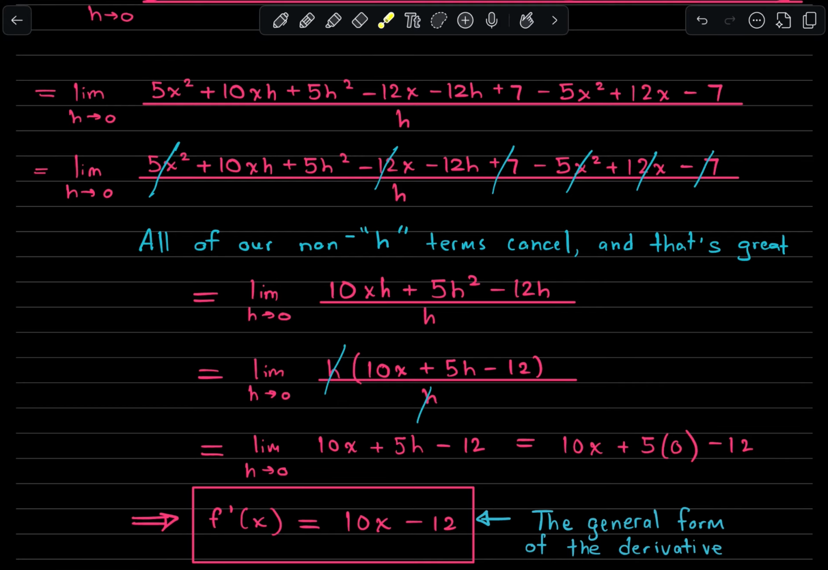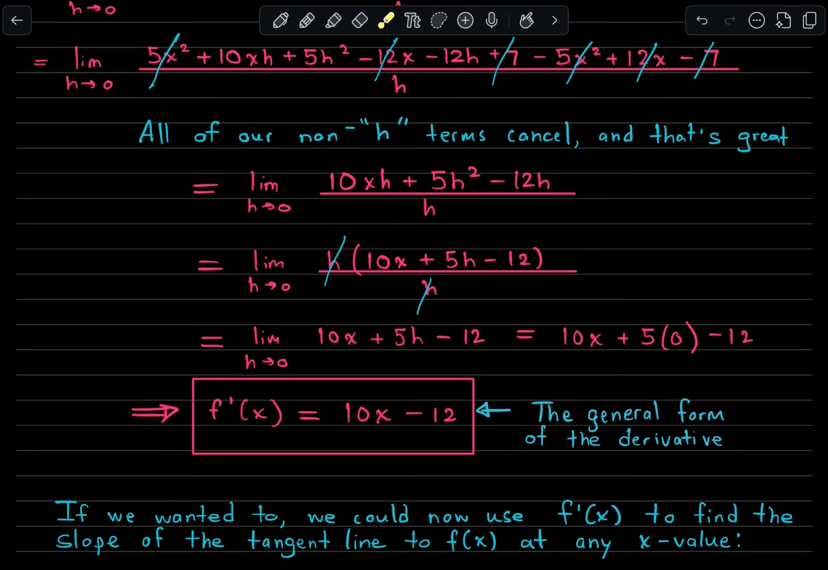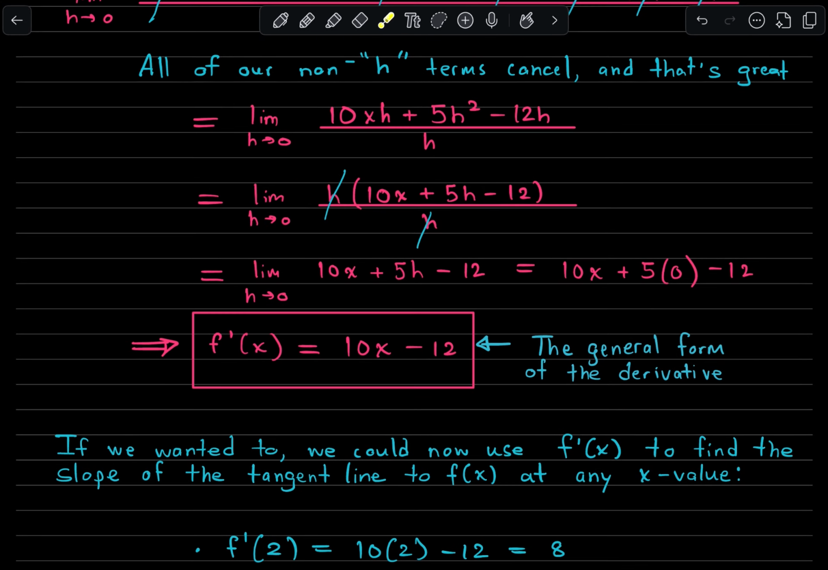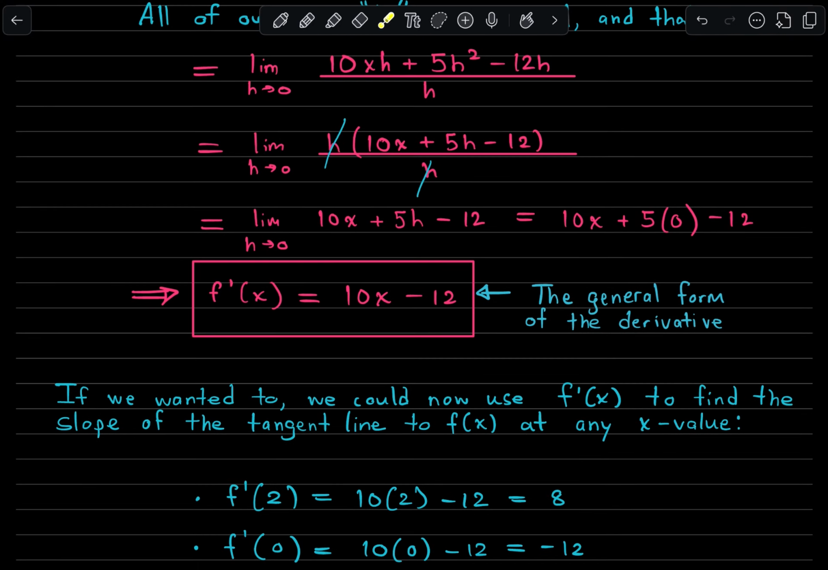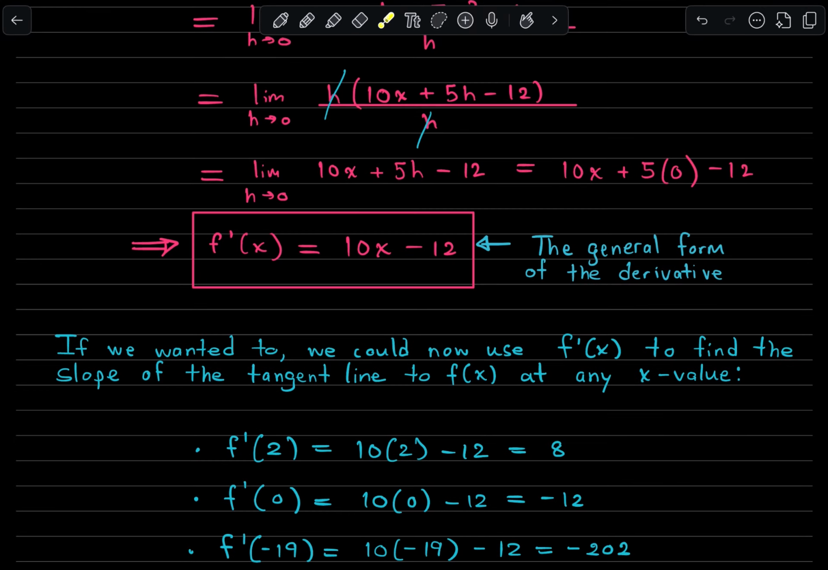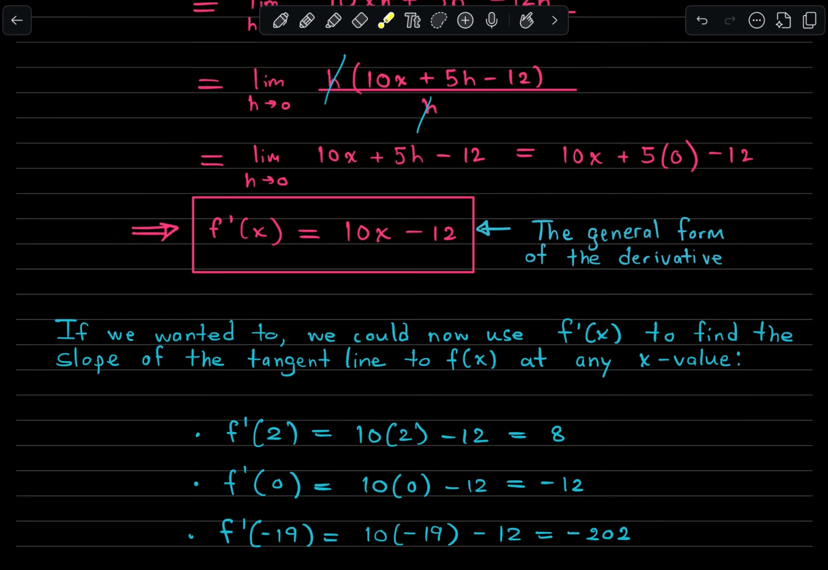Okay, and if we wanted to, we could now use f prime of x, this general form we've just found, to determine the slope of the tangent line to f of x at any x value. So if we wanted f prime of 2, we just plug in 2 for x. We'll get 8. If we want f prime of 0, plug it in, we'll get negative 12. f prime of negative 19, plug it in, we'll get negative 202. Okay? That's the value of this general form.